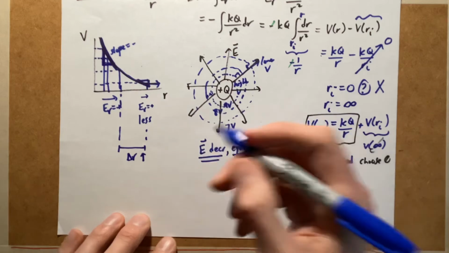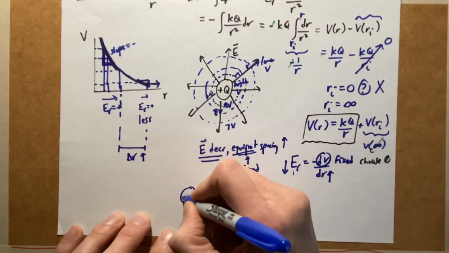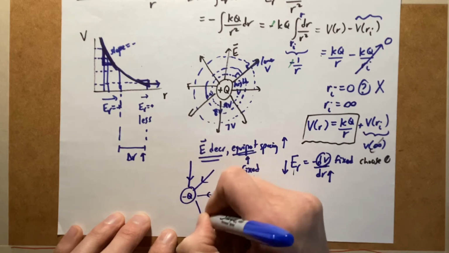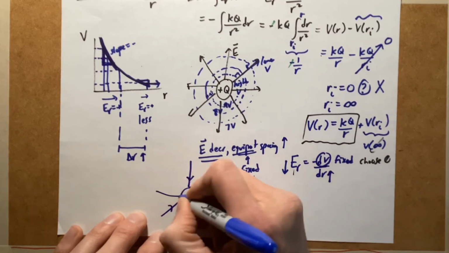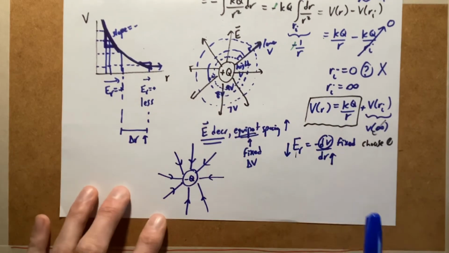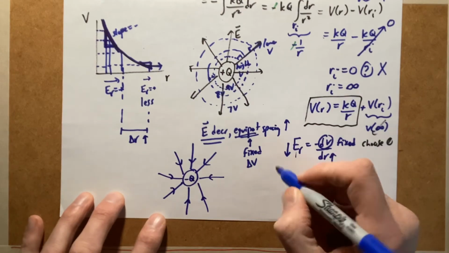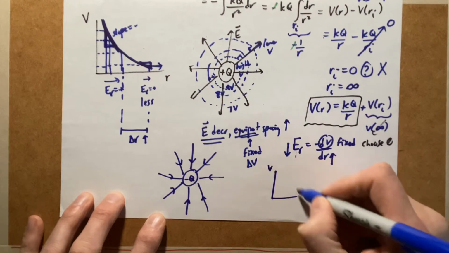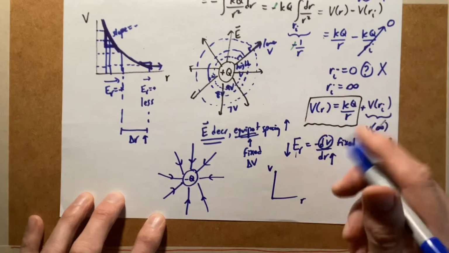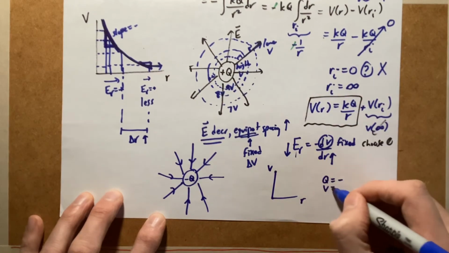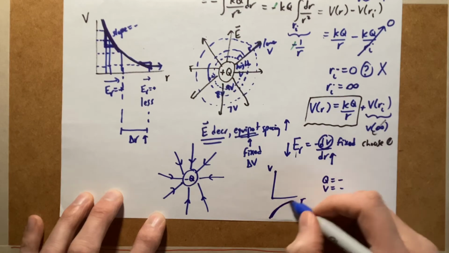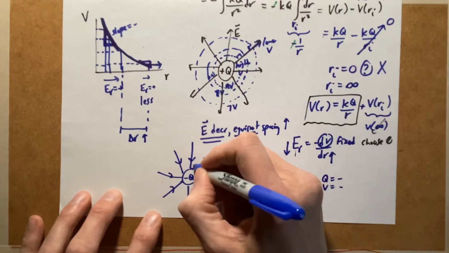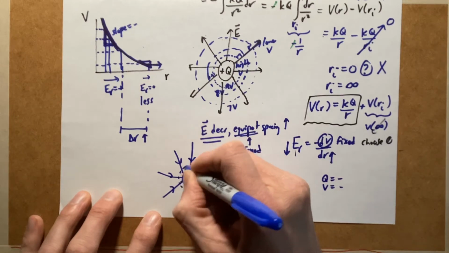For a minus charge, this doesn't really change very much. We know that electric field lines point towards a negative charge, like so. And we know if we draw the voltage, well, the negative charge is going to flip the voltage sign. It's going to look like this. So the voltage gets lower as you go close.